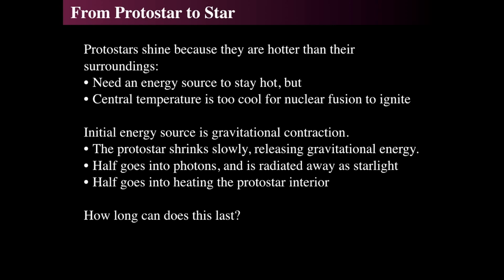Now, they need an energy source, but you can't do nuclear fusion in the core in order to stay hot. That energy source is gravitational contraction. As the protostar shrinks slowly, it releases gravitational energy in the form of heat, which then gets radiated in the form of light. So you take a big cloud, let it collapse under gravity, and it gets hot. When things get hot, they glow. And by hot, we can even mean 100 Kelvin or 200 Kelvin or 1,000 Kelvin, or even 4,000 Kelvin. And that's enough to release the gravitational energy in the form of light.